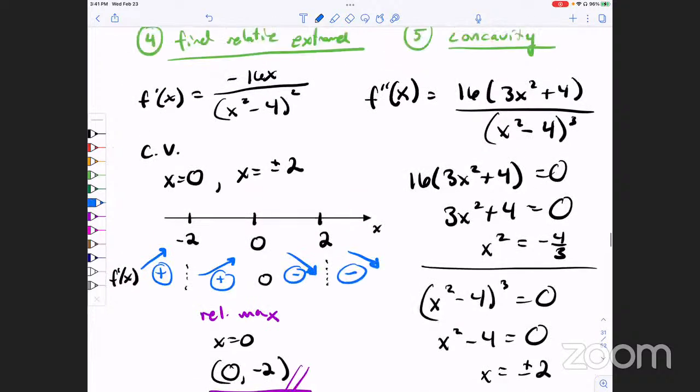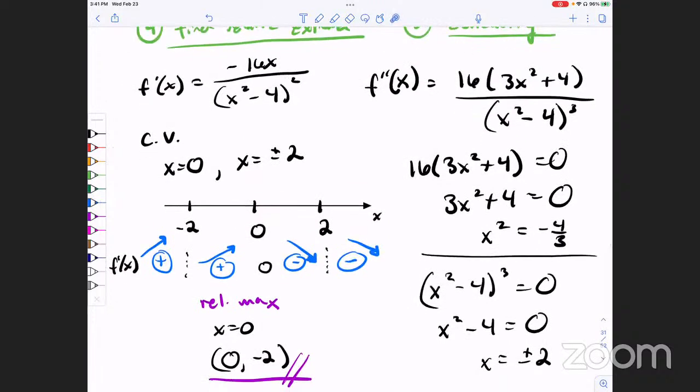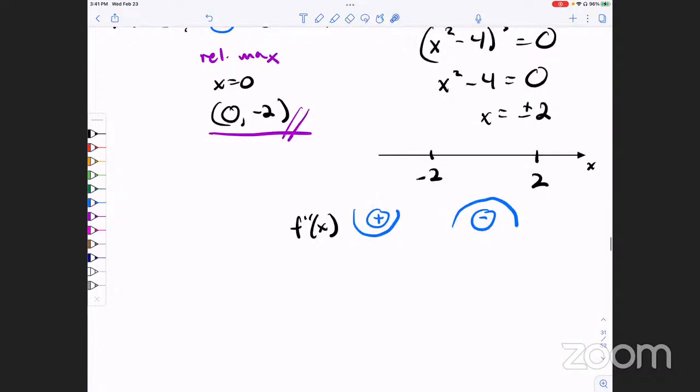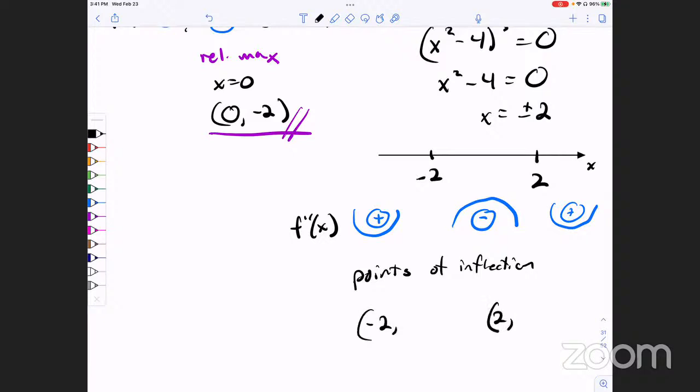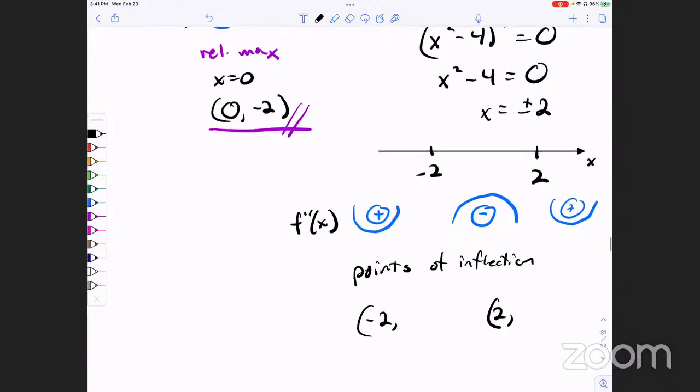And then to the right of 2, we could test 3. If we plug in 3, this is positive. 9 minus 4 is 5. This is positive. So it goes back to concave up. So to the right of 2, it was positive, so our graph is concave up. So then we have 2 points of inflection candidates, when x is -2 and +2, and then we just need to find the corresponding y's from the original.